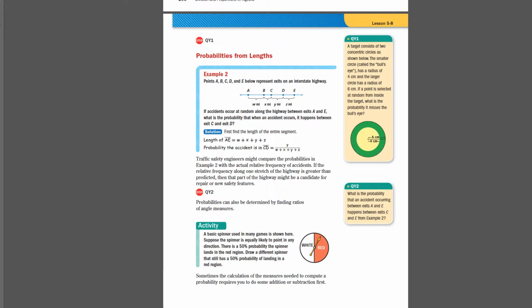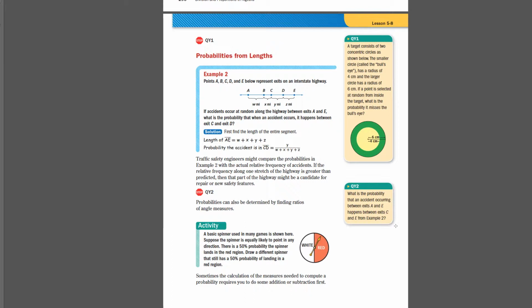And this would give us the probability, or the relative frequency, of an accident occurring between C and D. You can look at the actuals and compare them to see if there's a problem. If you assume that it's equally likely, then in looking at the actuals, you may find that it doesn't, in fact, come up that way. So that's probabilities from length. You'll notice that we had no numbers in this problem.